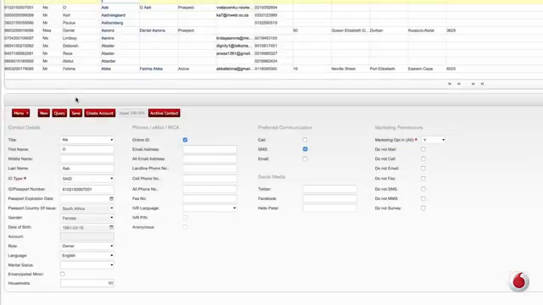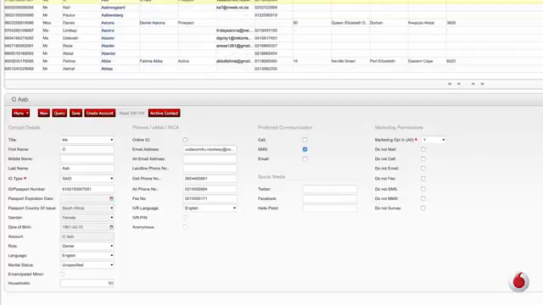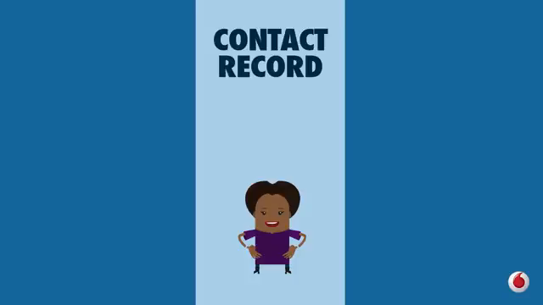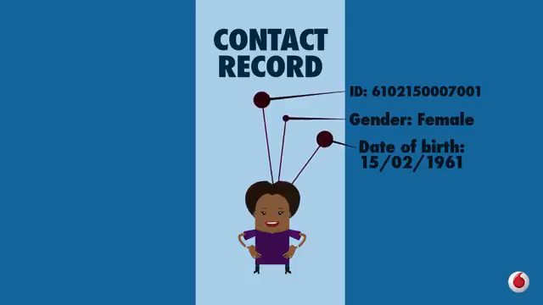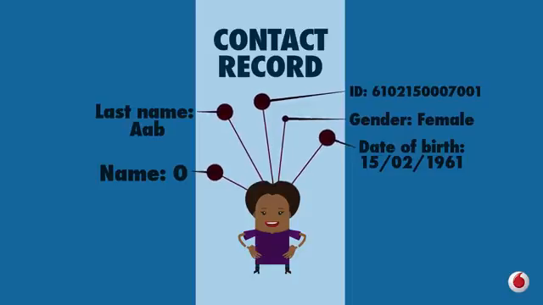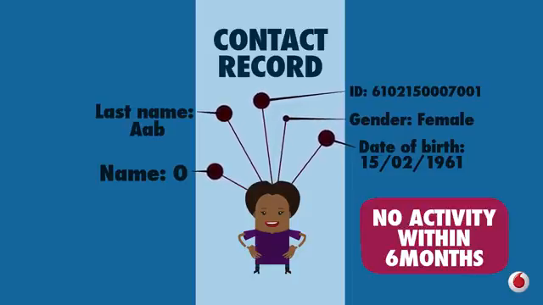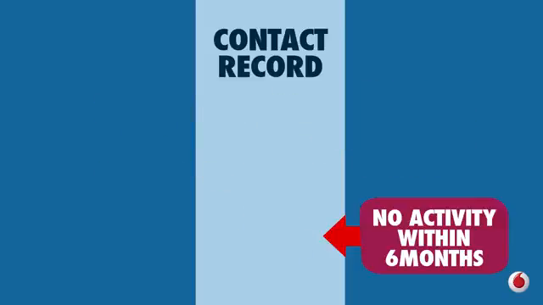If an individual provides additional information, fill it in the appropriate fields, and then click Save. The Customer 3D contact record is then created and cannot be deleted. However, if there is no activity relating to this contact within 6 months, the system will auto-delete the contact record.